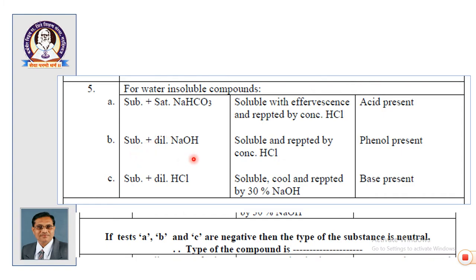When you treat a substance with dilute NaOH, it gets converted into the sodium salt of phenol, which is water soluble. When you treat a substance with dilute HCl, and if it is soluble, then it forms the hydrochloride salt of the base. So, the basis of all these transformations is the formation of water soluble salts and regeneration by using a suitable reagent. If the compound shows A, B, C tests negative, then the type of the compound will be neutral in nature.